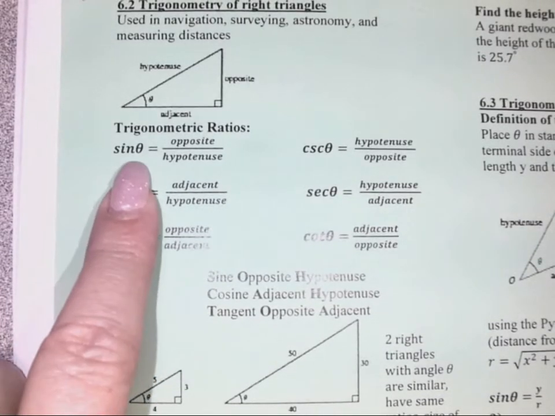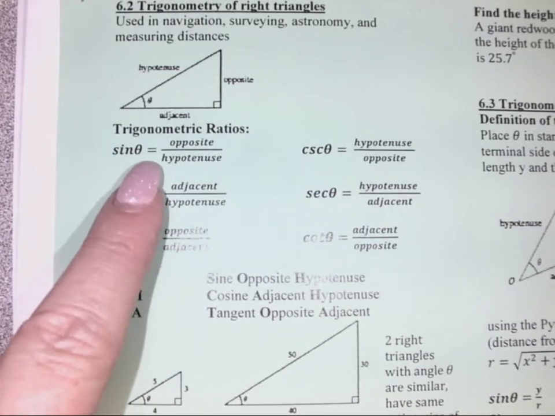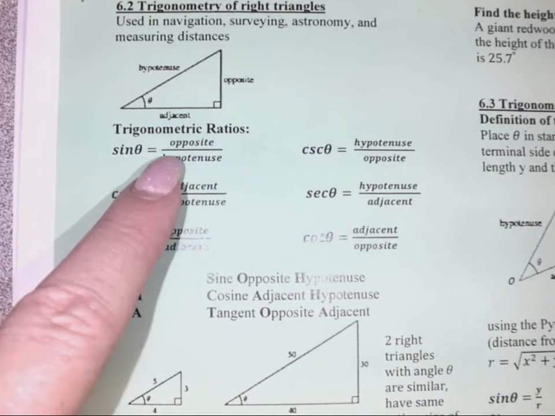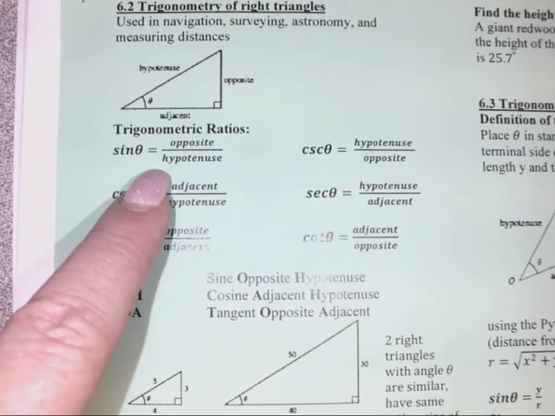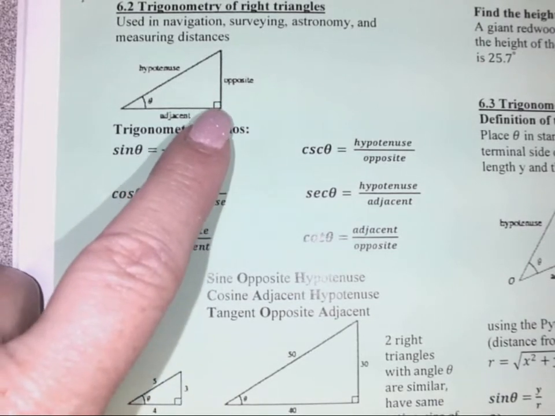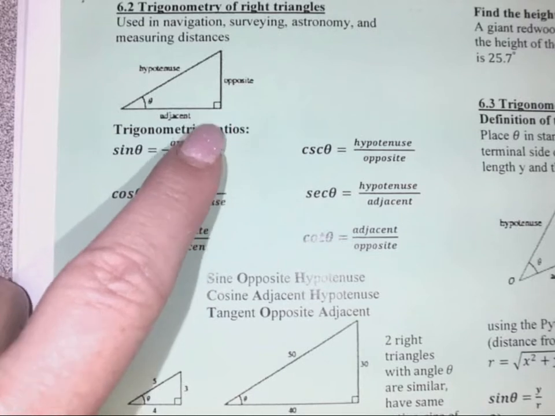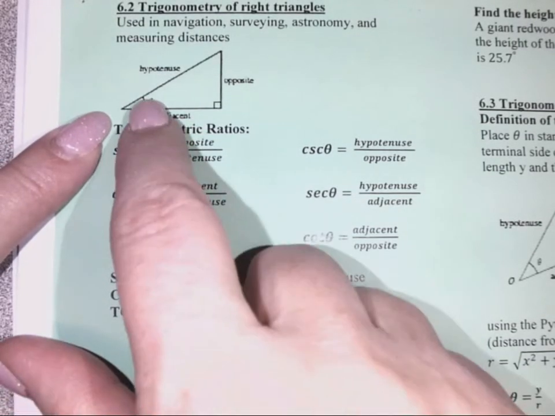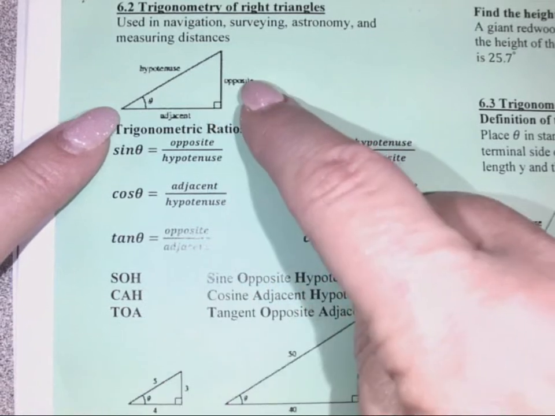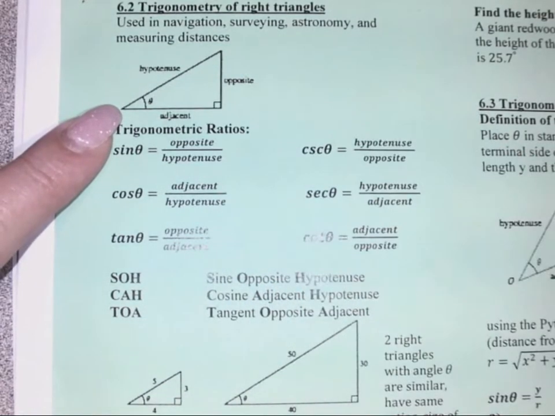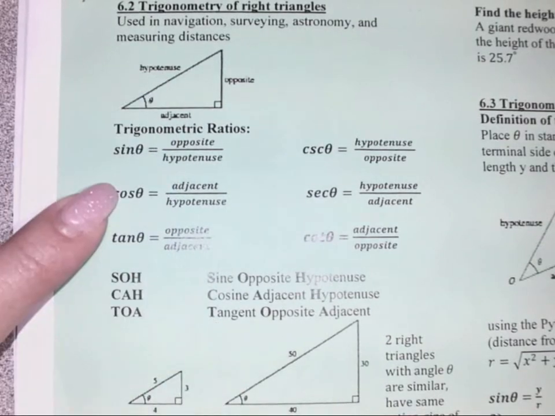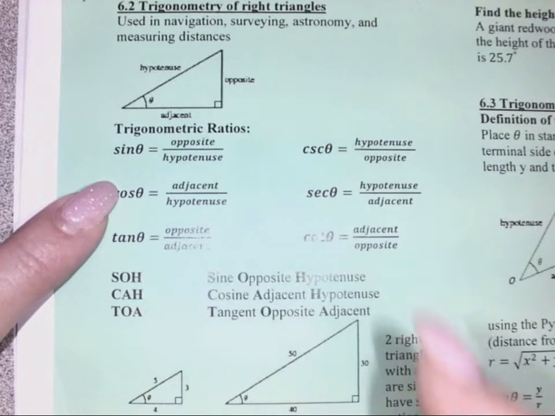So when we are looking at sine theta, we can learn that it is the opposite over the hypotenuse. And it's only with right triangles that you can use these. So the sine is going to be the opposite side of theta over the hypotenuse. Cosine will be the adjacent over the hypotenuse. And tangent will be opposite over adjacent.